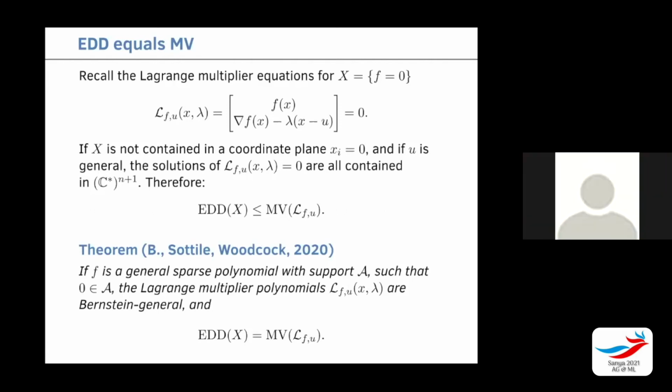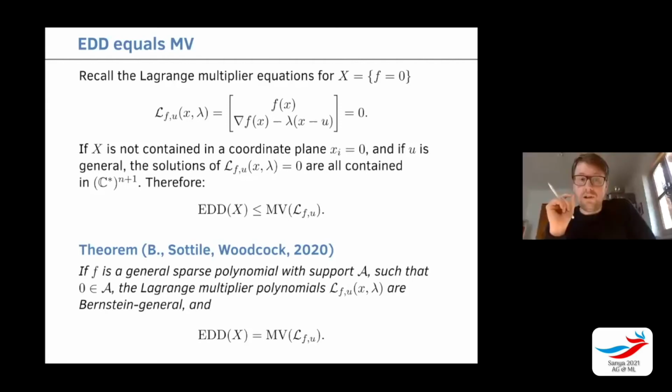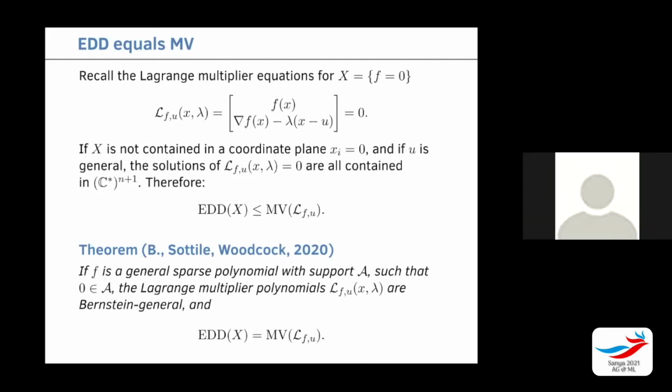Hi, Paul, I have a question. Yep. Do you guys know what the generality conditions on U are? On U? No, we don't. Okay, thanks. One can work it out probably, but we didn't do that.